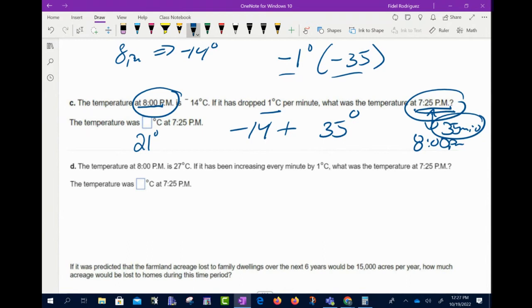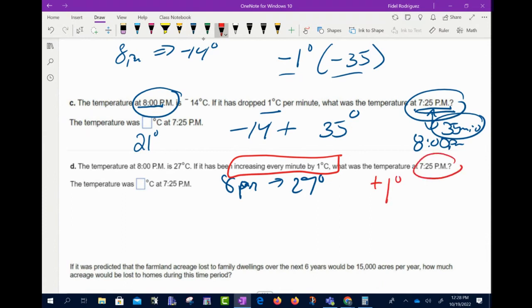We have a part D. Part D says the temperature at 8 o'clock is 27 degrees. Okay, so let me write that down. At 8 p.m., it is 27 degrees. It is increasing every minute by 1 degree. Okay, so that's a +1. Okay, what was the temperature at 7:25, right?